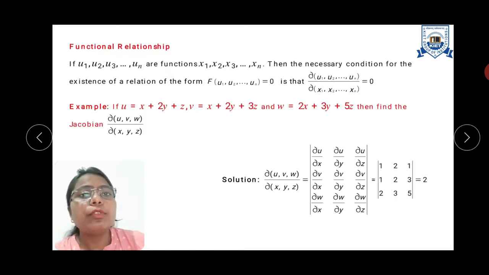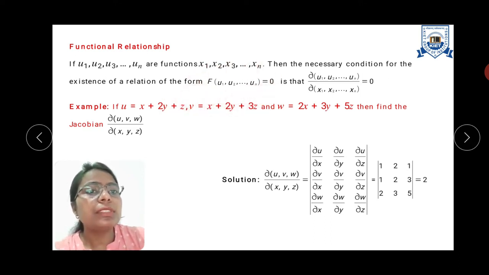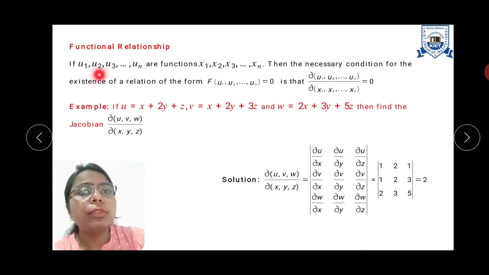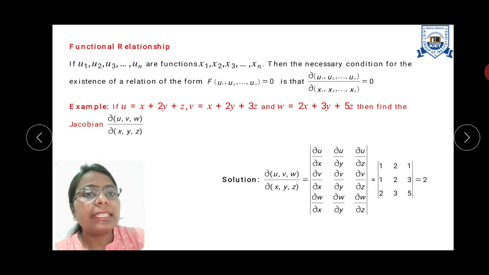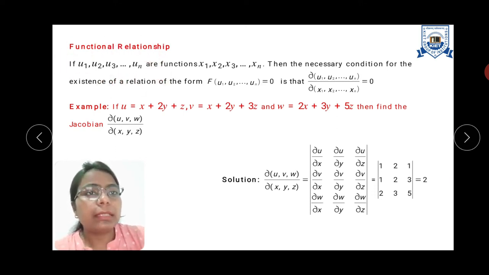Next, if u1, u2, un are functions of x1, x2, xn, then the necessary condition for the existence of the relation f of u1, u2, un equal to 0 is that the Jacobian of u1, u2, un with respect to x1, x2, xn is equal to 0. It means there exists a relation between u1, u2, un if and only if the Jacobian of u1, u2, un is equal to 0.